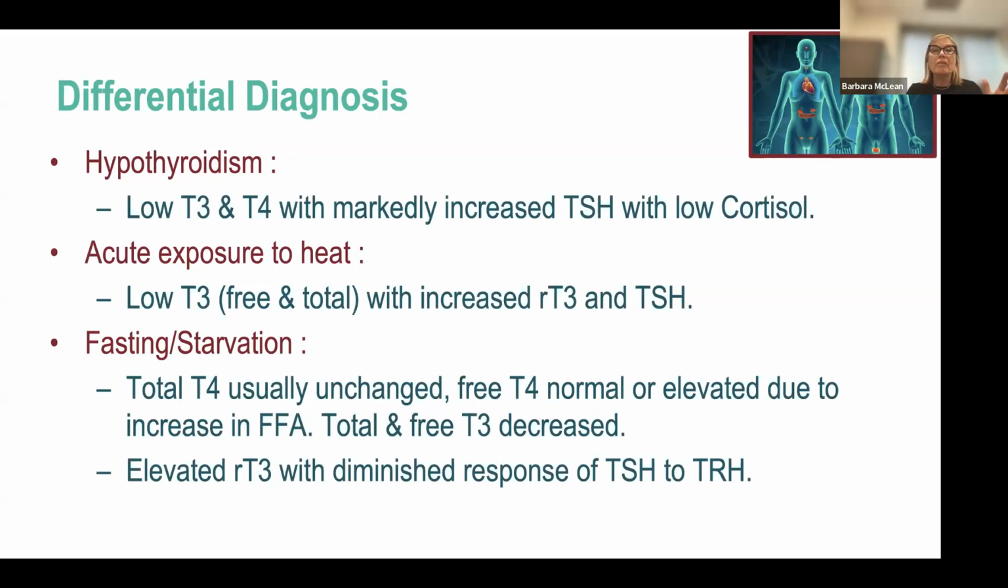Other things that can present this way: pure hypothyroidism, acute exposure to heat, fasting and starvation because of free fatty acids. So these are other things that can give us abnormalities in our thyroid hormone. Of course, no surprise that hypothyroidism is going to give you low T3, low T4, high TSH, and a low corticosteroid hormone.